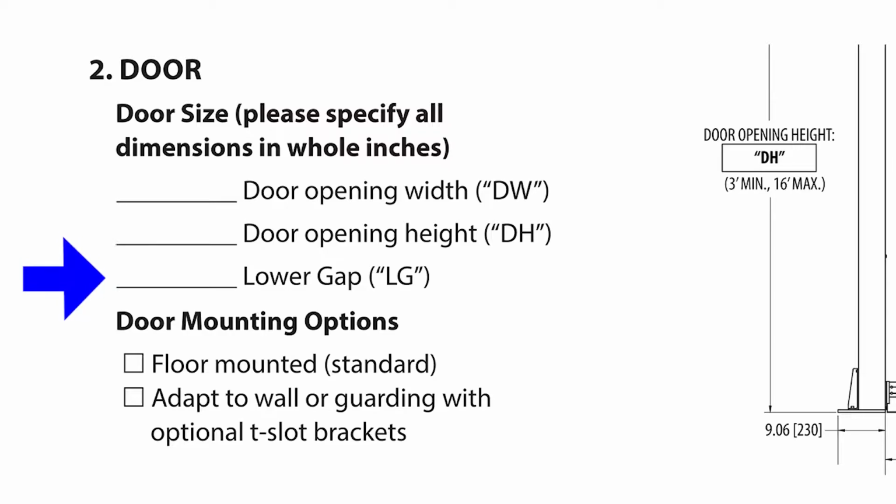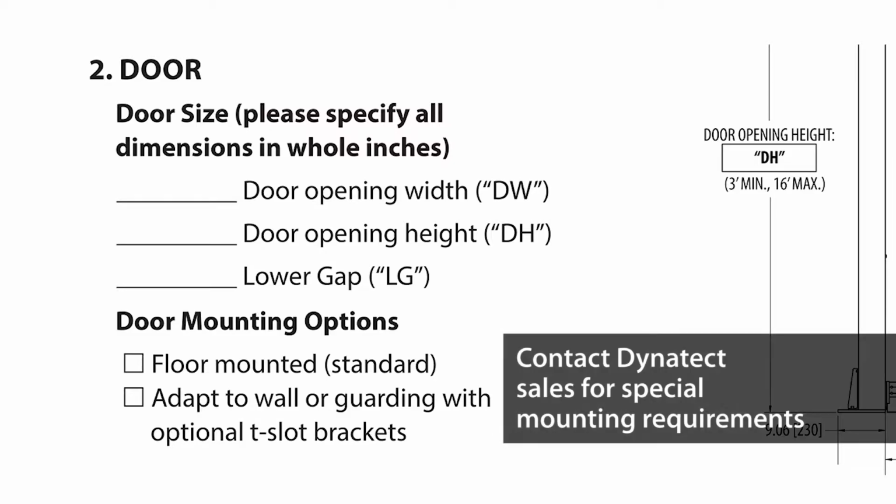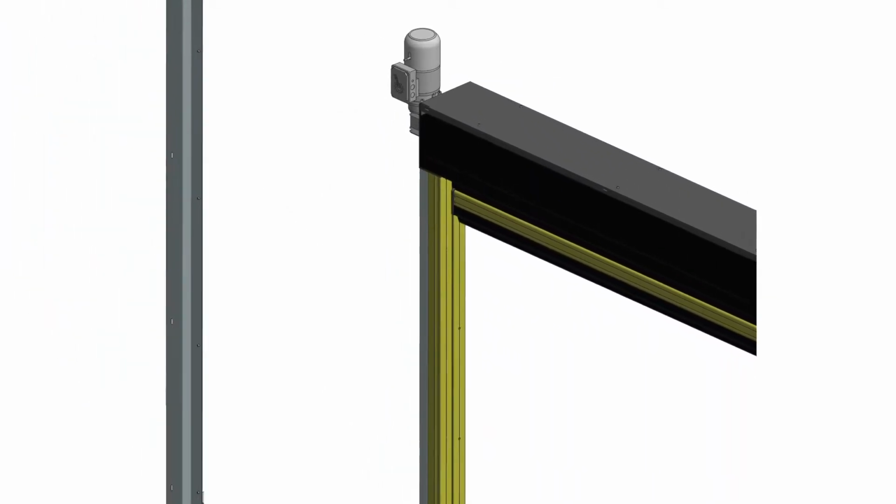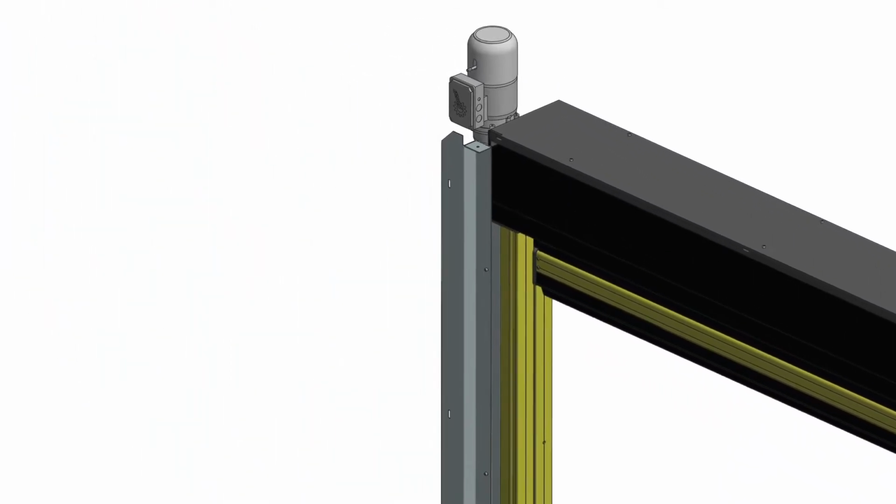Next, specify how you intend to mount the door, either floor-mounted, which is standard, or adapting to a wall or guarding system using the leg column's integrated T-slots. Contact Dynatect Sales to discuss any special mounting requirements. Adjacent wall mounting incorporates an additional adapt-to-wall leg assembly cover that bolts to the frame, thus permitting the VF door to be bolted directly to an adjacent wall.